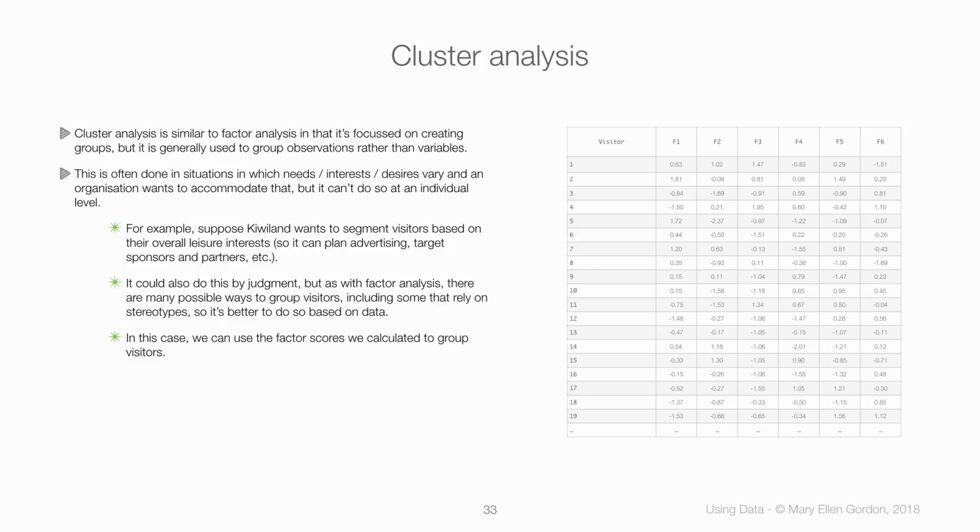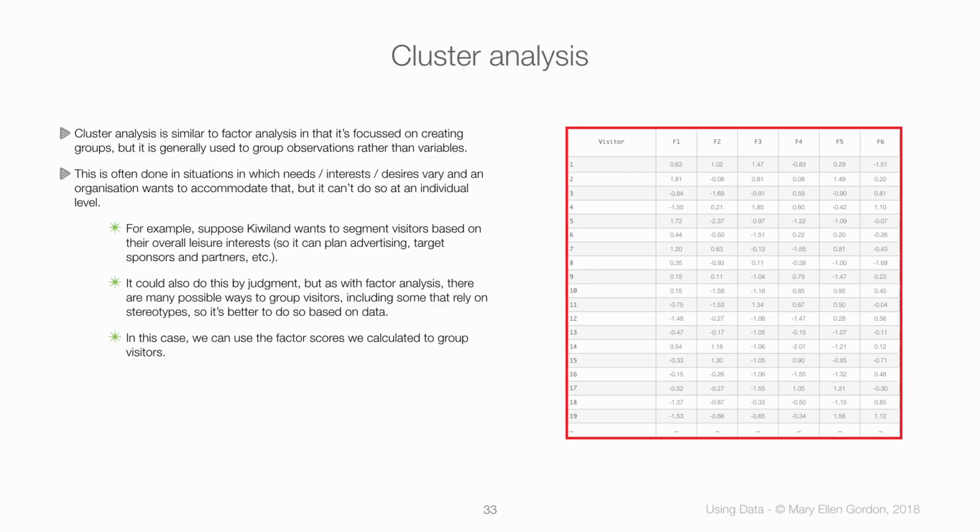It could do that by judgment, as we were saying before, but as with factor analysis, there are many possible ways to create those groups, and some of them rely on stereotypes, and so again, it's better to use the actual data than just relying on judgment. In this case, we could use those factor scores that we created to group the visitors. So we're finding people who are most similar in terms of the factor scores and we're putting them together in a group.